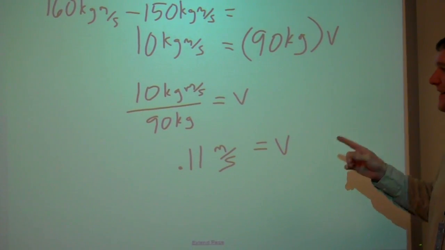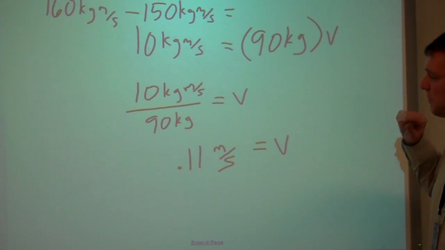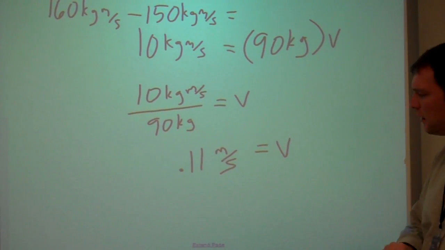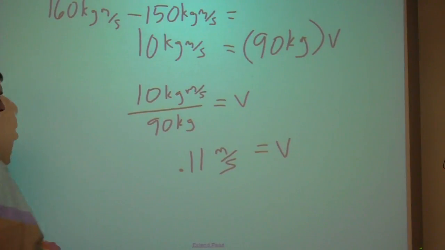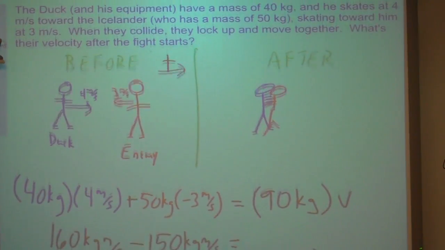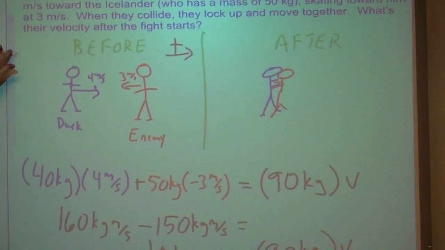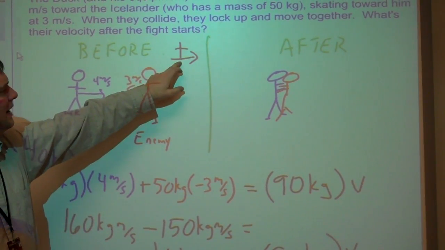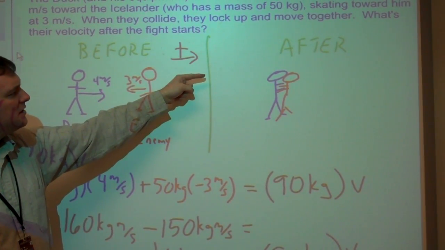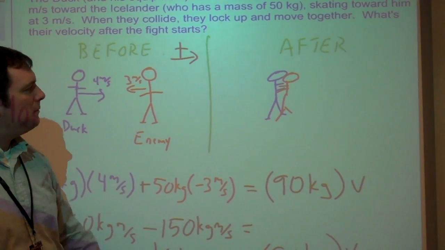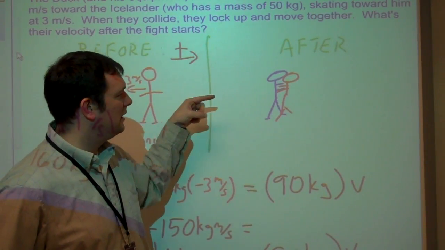Now, I calculated a positive number there, and since that's a positive number, then thinking back to the beginning of the question, when I set up my positive direction, I said positive is going to the right, and since I got a positive answer, that means that this pair of hockey players is sliding to the right.